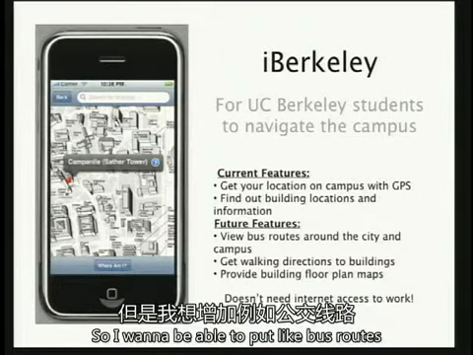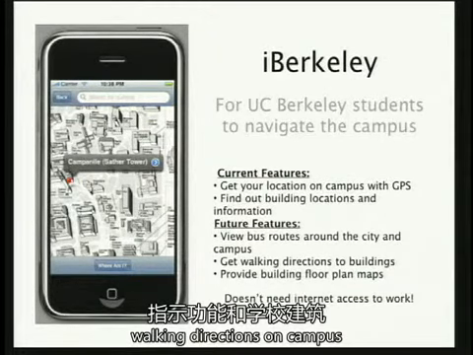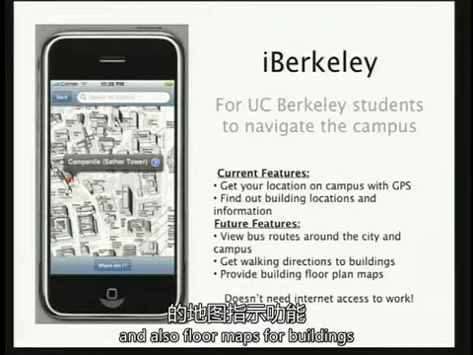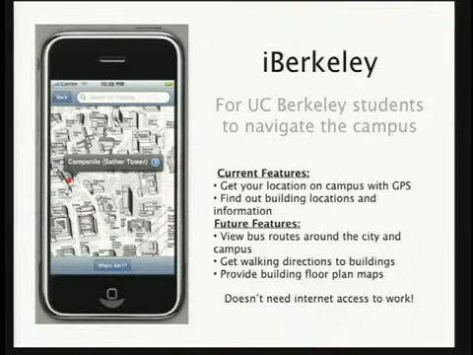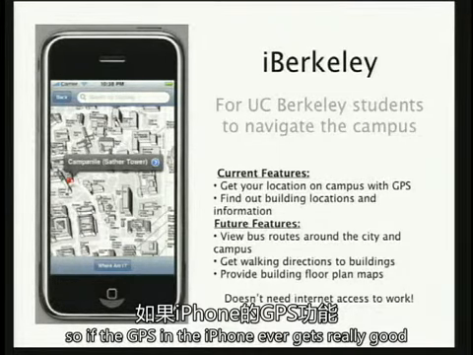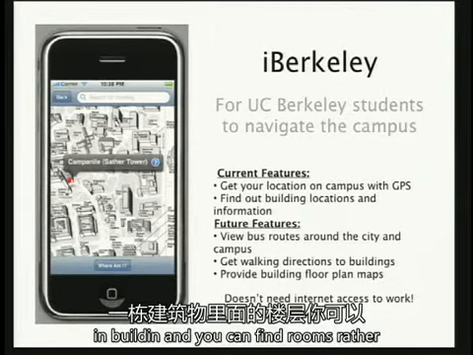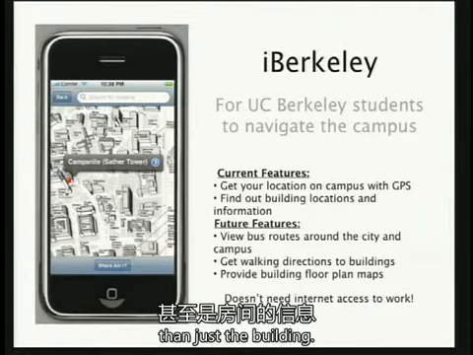So I want to be able to put bus routes, walking directions on campus, and also floor maps for buildings. So if the GPS in the iPhone ever gets really good, then you can find out where you are in a building, and you can find rooms rather than just the building.